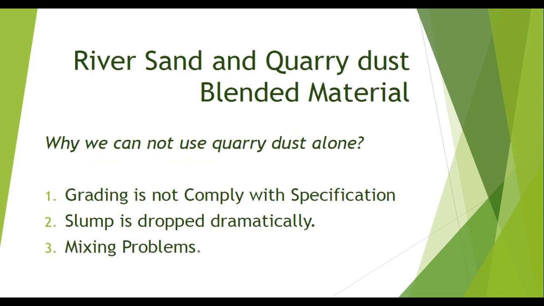First one is river sand and quarry dust blended material. Normally we can't use only quarry dust for the concrete because the main problem is grading is not complying with the specification. Second one is normally some fines drop very dramatically when we add the quarry dust to the concrete, due to the water absorption. And third one is some mixing problems.